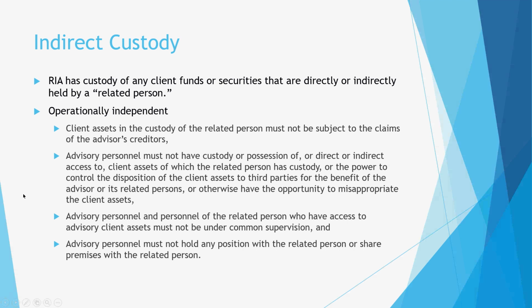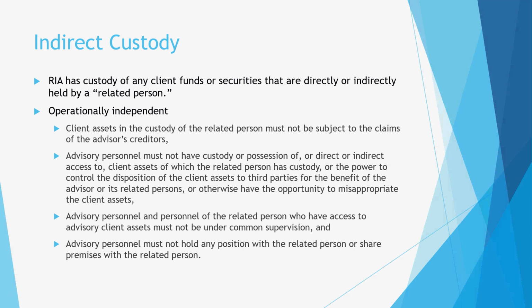So with indirect custody, an RIA can have custody of client fund securities that are indirectly held by a related person. A related person is any person directly or indirectly controlling or controlled by the RIA or any person under common control of the RIA. When an RIA has indirect custody of client assets through a related person, all of the same requirements apply that apply in the context of a direct RIA custodianship, except that the internal control report requirements will apply to the related person rather than to the RIA.